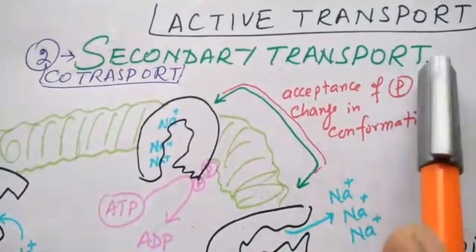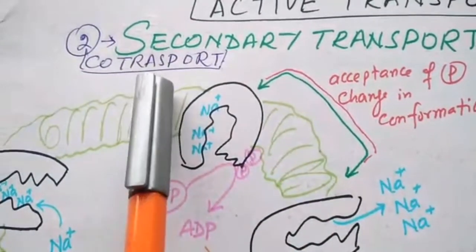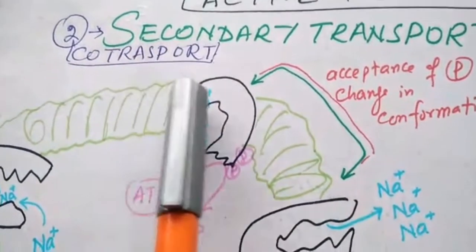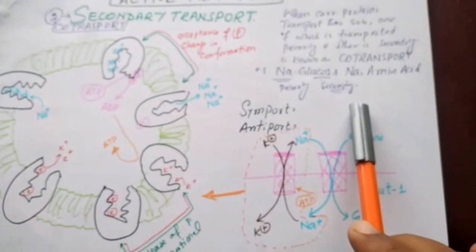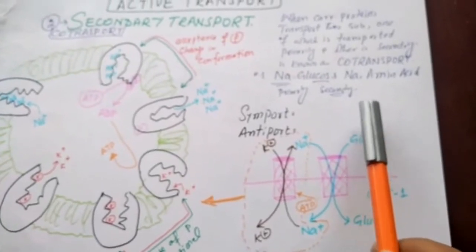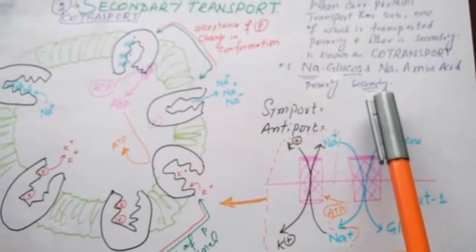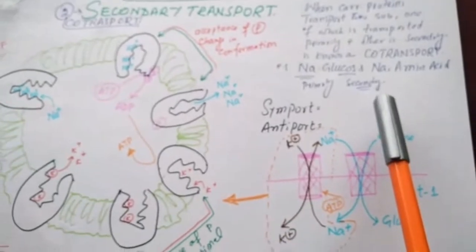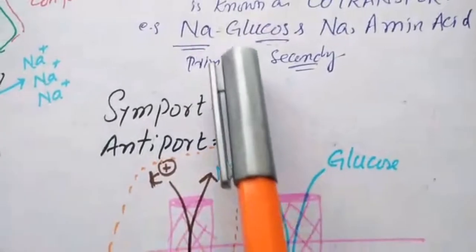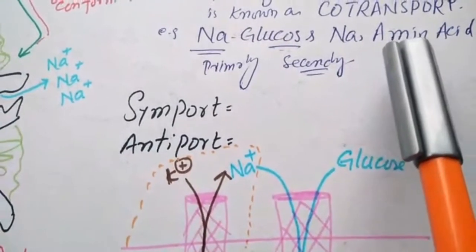The second type of active transport is secondary transport, also known as co-transport. When carrier proteins transport two substances, one of which is transported primarily and the other secondarily, this is known as co-transport. For example, the transportation of sodium-glucose, sodium-amino acid, etc.